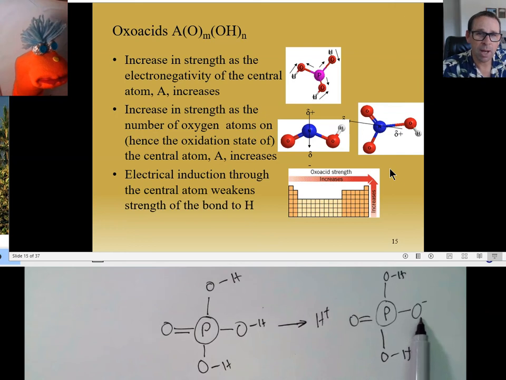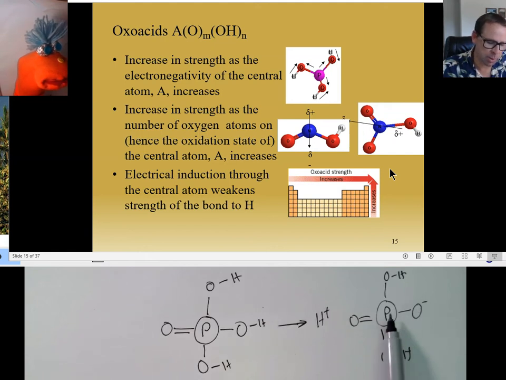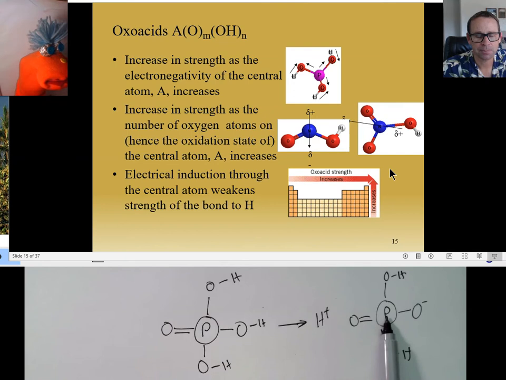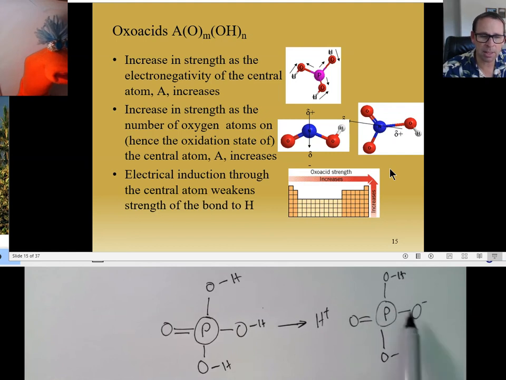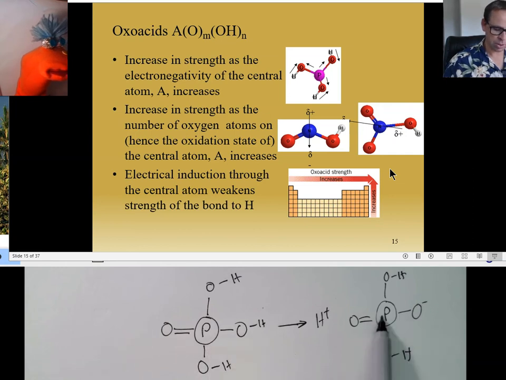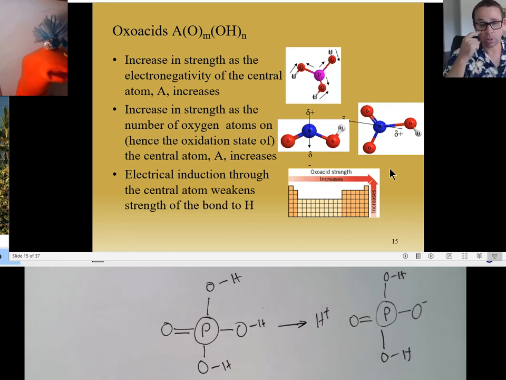So that O minus, just like in the binary acids, has to be stabilized. How can that O minus be stabilized? Well, some of that electron density will be taken by this phosphorus. And if that phosphorus is electronegative, so the higher the electronegativity, the stronger the acid this will be, because the more stable that negative charge can be once it's formed. So it forms the negative charge, the electron density can be managed by the phosphorus, and our strength of this acid is related to the electronegativity of the central atom.